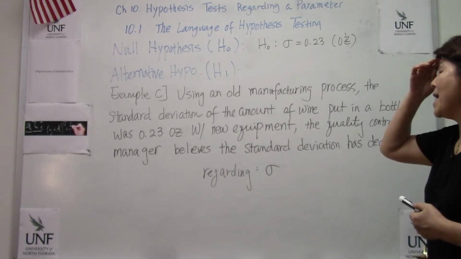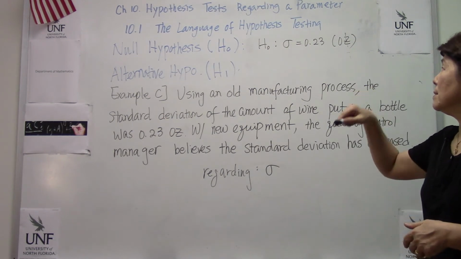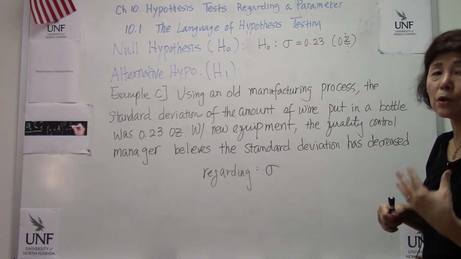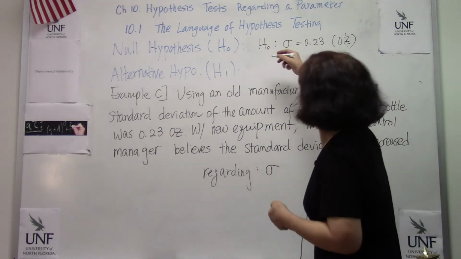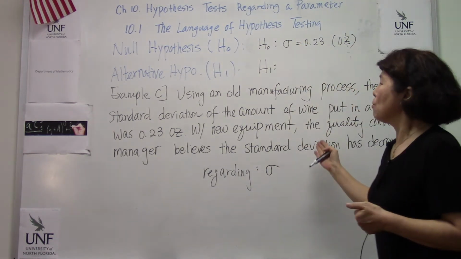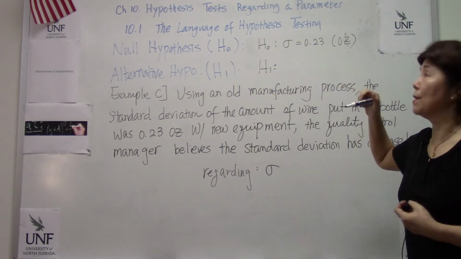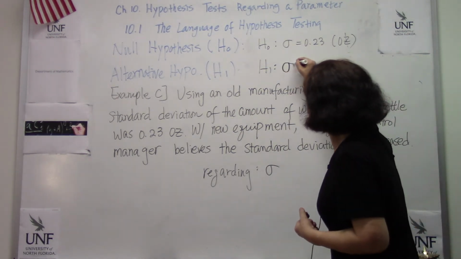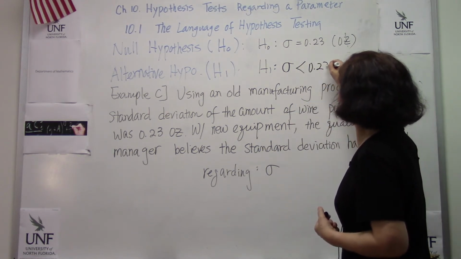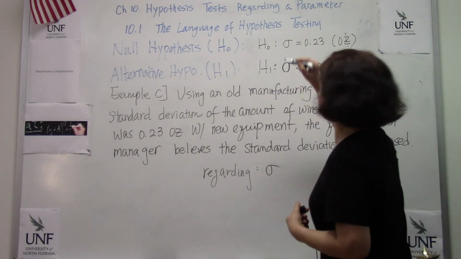And the quality control manager now believes we are more accurate in putting the wine in the bottle. So this is challenging H naught. This is a new thing, so the quality control manager will gather evidence to support the claim. What is the claim? Sigma has decreased, so sigma is less than 0.23. This is the alternative hypothesis.